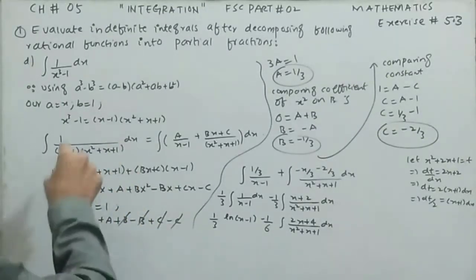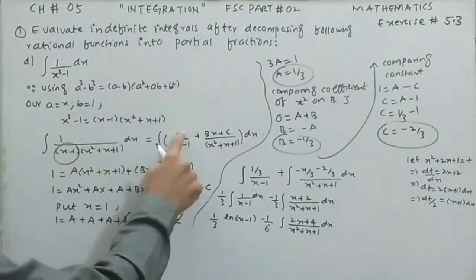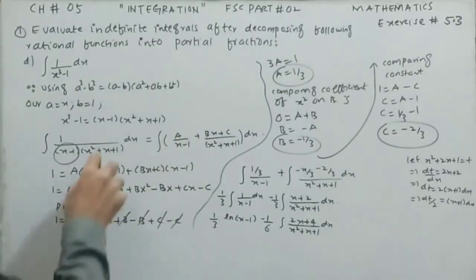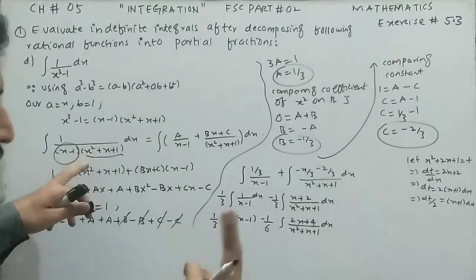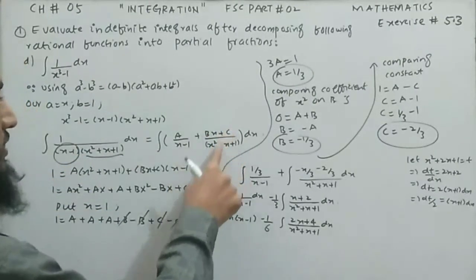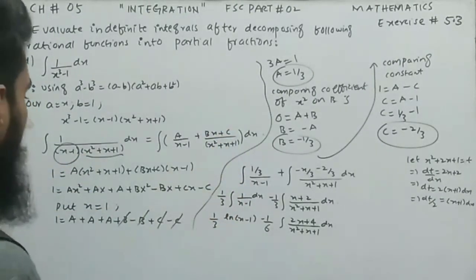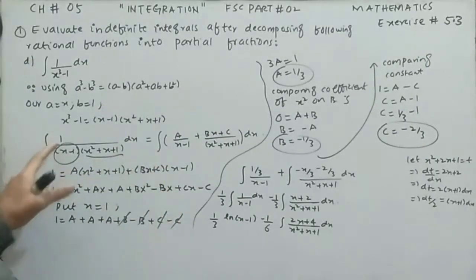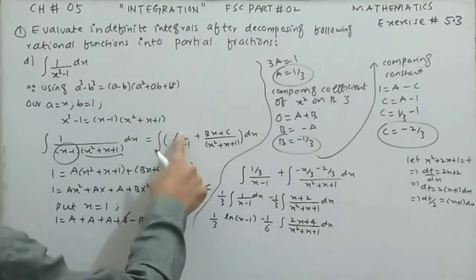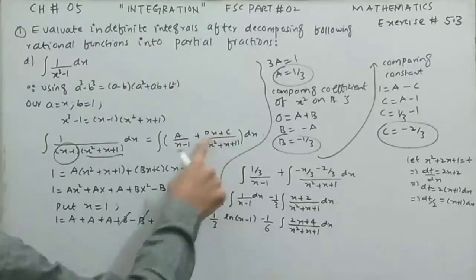After this, x minus 1 is the linear factor, so we will write a single constant a divided by x minus 1. And this factor is the quadratic factor because the highest power of the variable x is 2, so we will write two constants, bx plus c divided by x square plus x plus 1. Now multiply x minus 1 into x square plus x plus 1 on both sides. On this side we are left with 1. On this side we are left with a into x square plus x plus 1 and bx plus c into x minus 1.